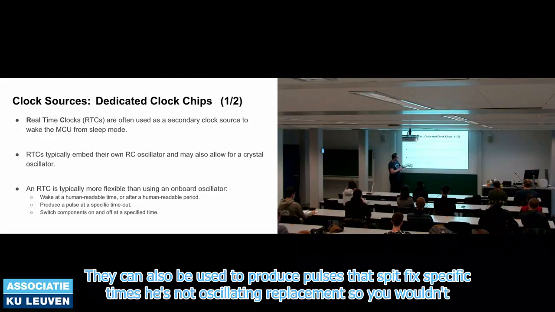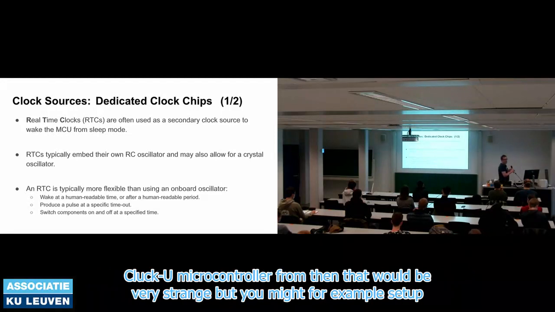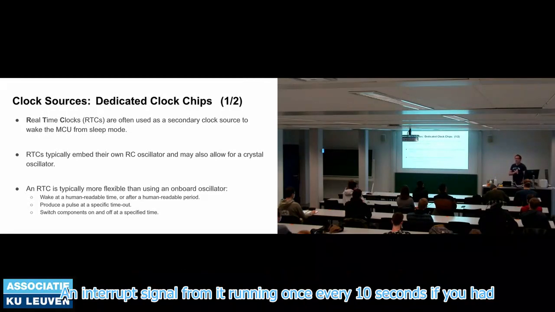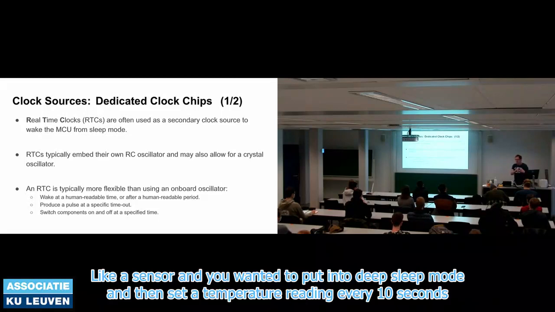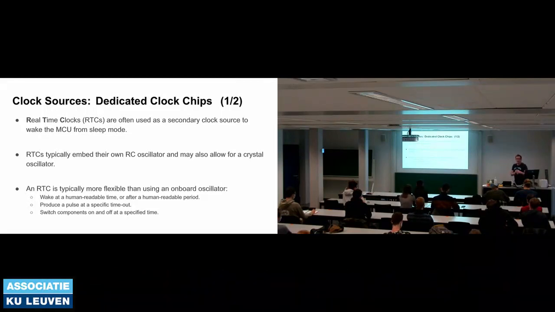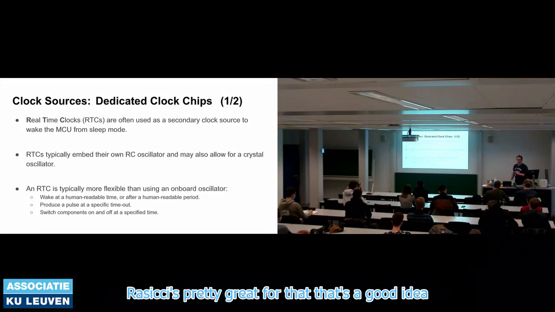They can also be used to produce pulses at fixed specific times. These are not oscillator replacements, so you wouldn't clock your microcontroller from them, that would be very strange. But you might, for example, set up an interrupt signal from it running once every 10 seconds. If you had a sensor and you wanted to put it into deep sleep mode and then send a temperature reading every 10 seconds, an RTC is pretty great for that. That's a good idea.